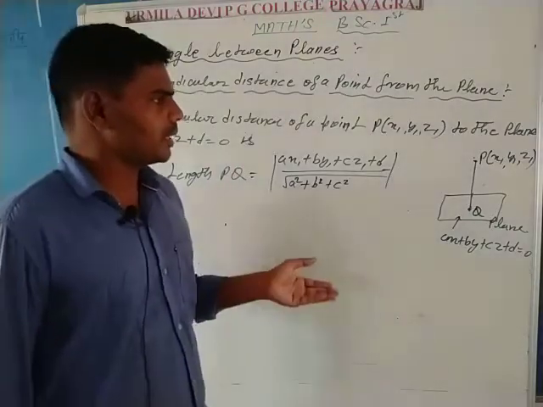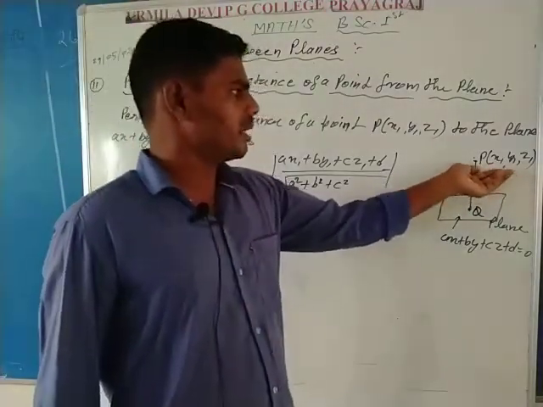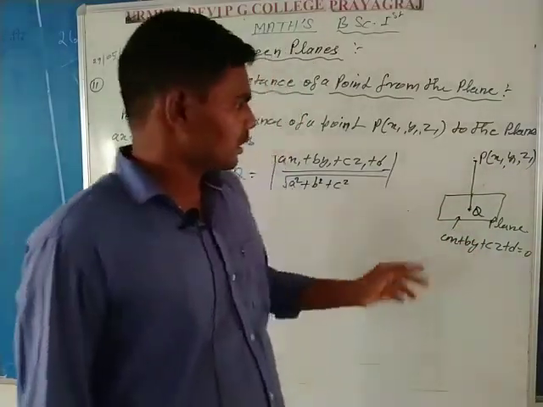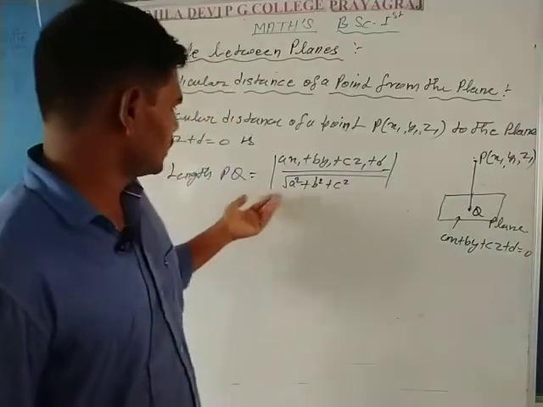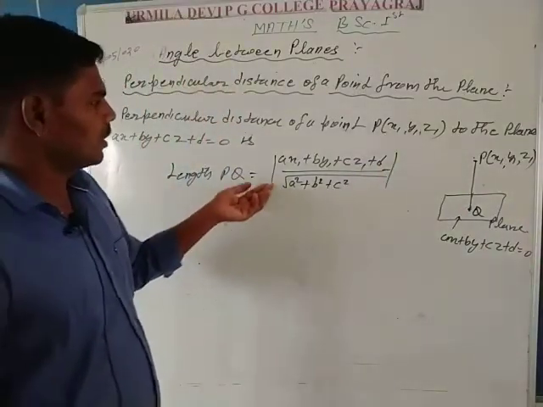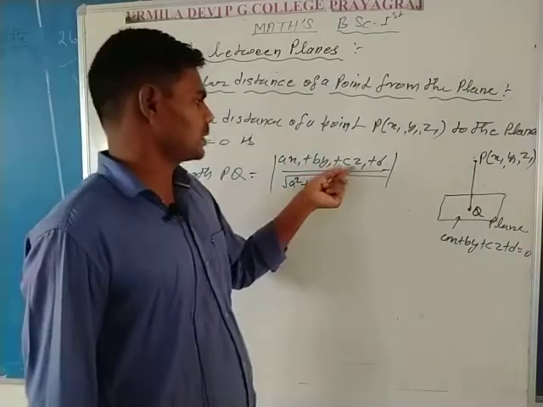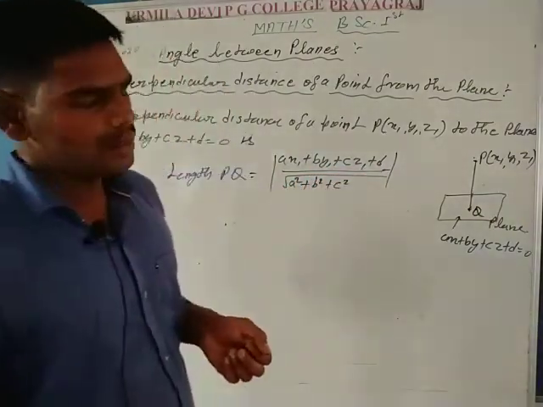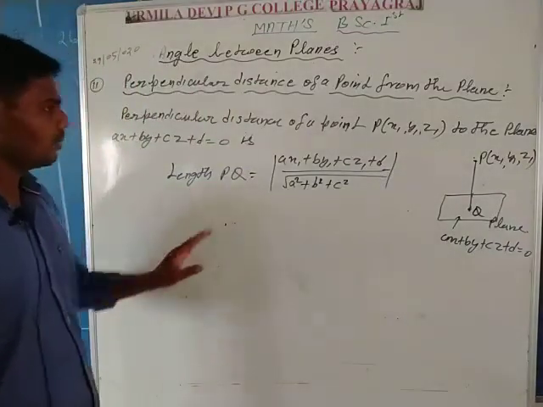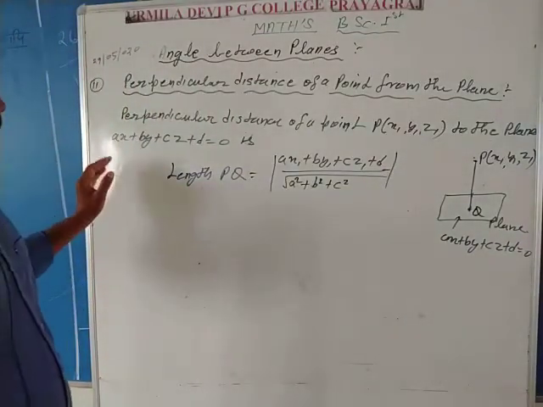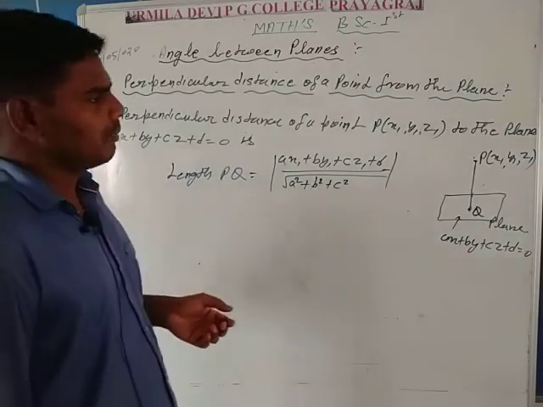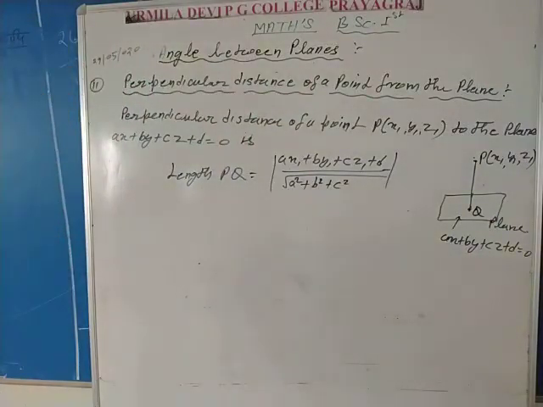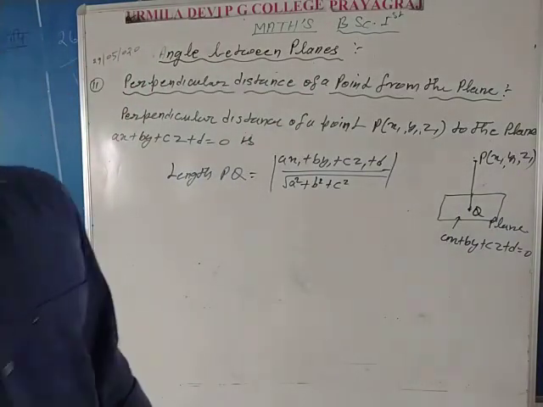So in the question, given that the point's coordinates are in numerical form and the equation of the plane in general form, you can use directly this formula. Length of PQ is equal to ax1 plus by1 plus cz1 plus d divided by under root a square plus b square plus c square. With the help of this formula you can calculate the perpendicular length drawn from the given point to the given plane. Now consider some questions which are dependent on this article.